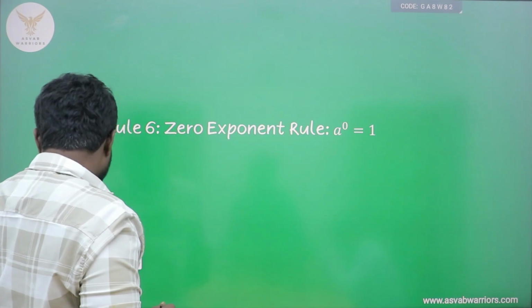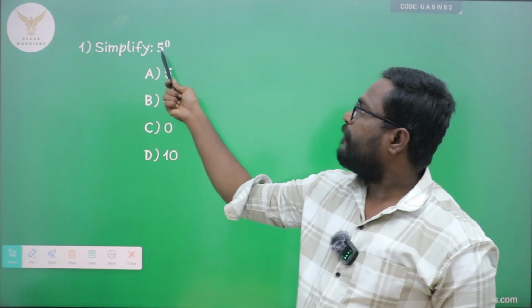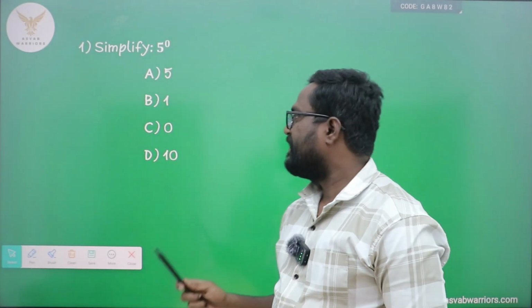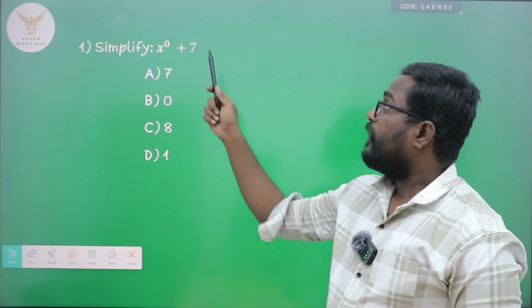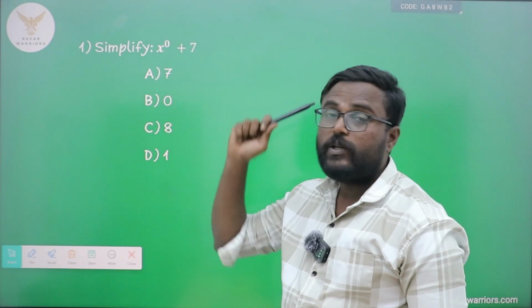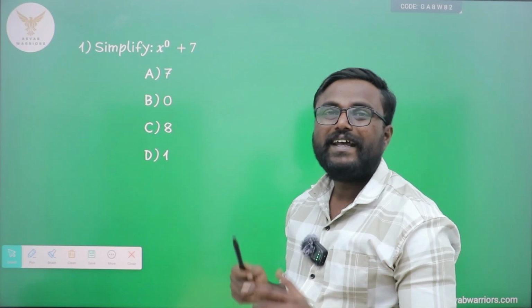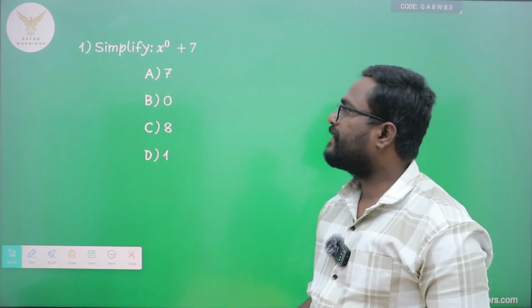Now let us try solving some questions. This is very easy peasy lemon squeezy. Let's say 5 to the power 0, 1. Okay, x to the power 0 plus 7. Now here, x to the power 0 is what? 1. 1 plus 7 is 8. So option C is correct.